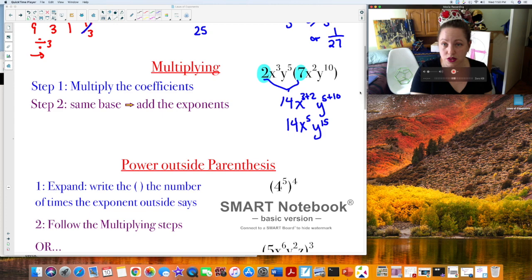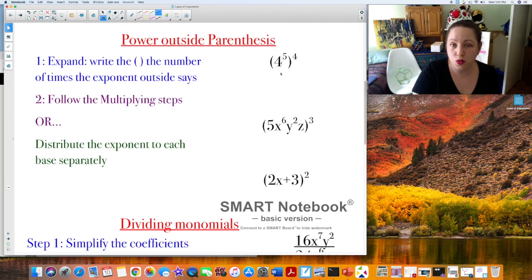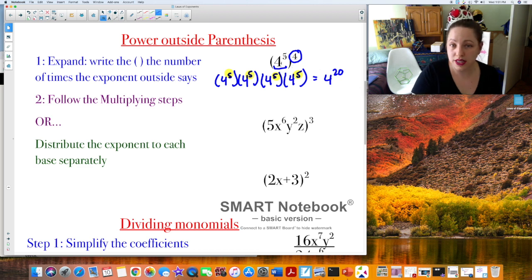Next thing we are going to do is power outside parentheses. So the first way is whatever is inside, you write it this many times because you're multiplying it that many times. So it's 4 to the 5th, and you write it 4 times. Then you use what we just learned, and you just add those exponents. So we already said if the base is the same, I can add the exponents, and that would become 4 to the 20th power.